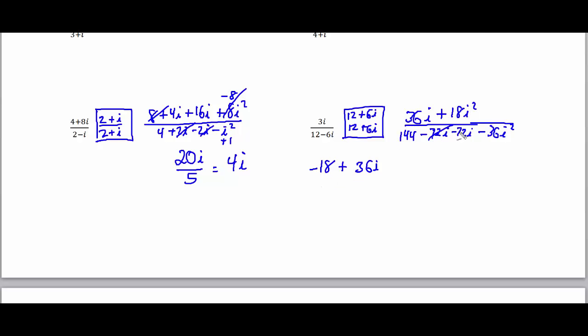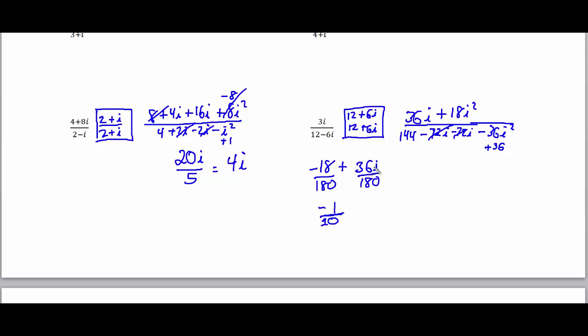Now let's look at our denominator. These two go away. This is a positive 36 because negative 36i squared is a positive 36. So 144 plus 36 is 180. And this, my friends, is the main reason why we split this up. Because what I can do here is divide the top and bottom by 18, which gives me negative 1 over 10. So again, dividing top and bottom by 18, negative 1/10.